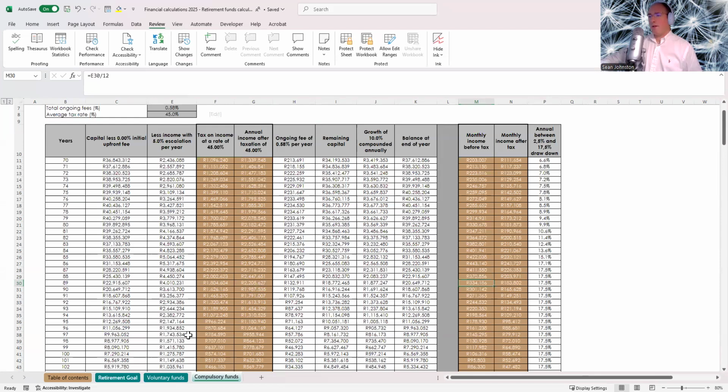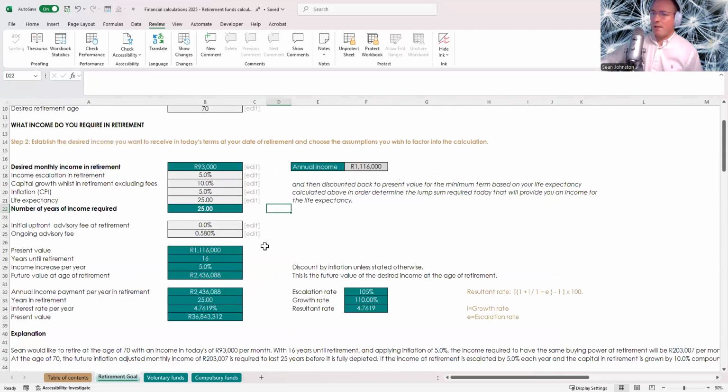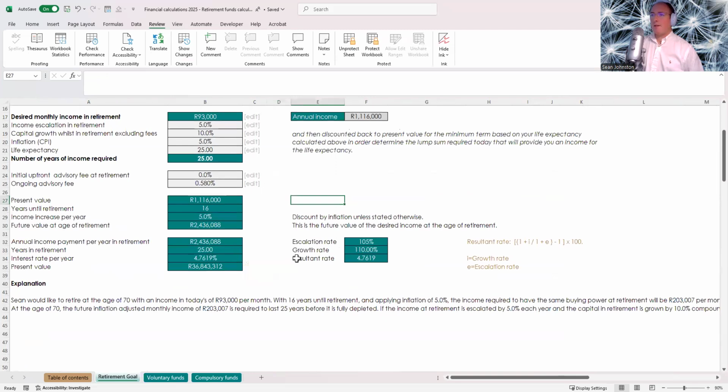But the whole point of this exercise is to just get a better understanding around retirement planning so that you can make informed decisions when you are speaking to a financial planner, when you are planning for a future date in which you are planning to stop working and planning to receive an income from your sources of capital that you're going to be deriving it from.